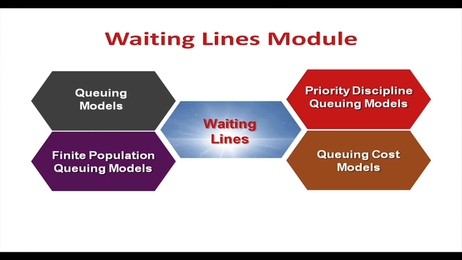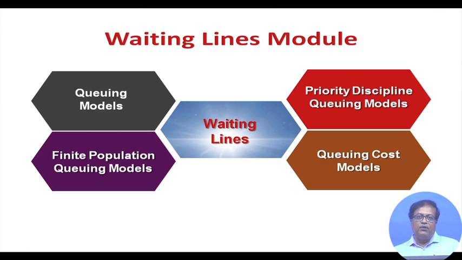The second module for us is the waiting line models, and basically there are 4 very important topics which we should be discussing there: queuing models, the priority discipline queuing models, the finite population queuing models, as well as the queuing cost models.